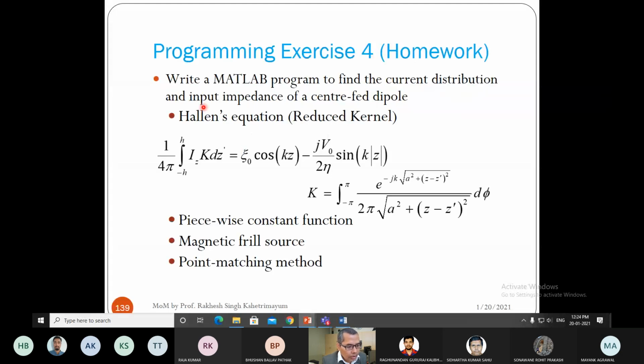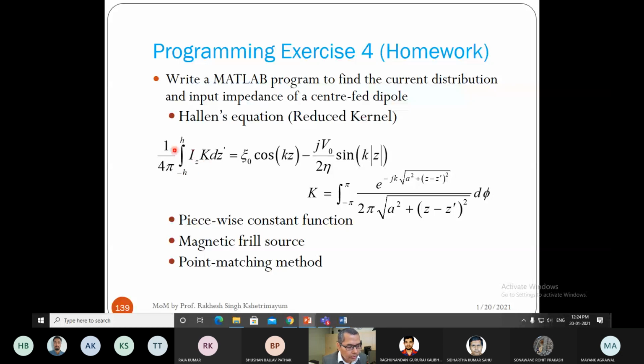Now the programming exercise 4 would be a simplified version of what we have discussed just now. Let me briefly discuss what this programming exercise 4 homework is. You have to write a MATLAB program to find the current distribution and input impedance of a center fed dipole, but you consider the Helmholtz equation. Here it's not the exact kernel, it's a reduced kernel, a simplified version. In the reduced kernel, the kernel K is much more simplified.